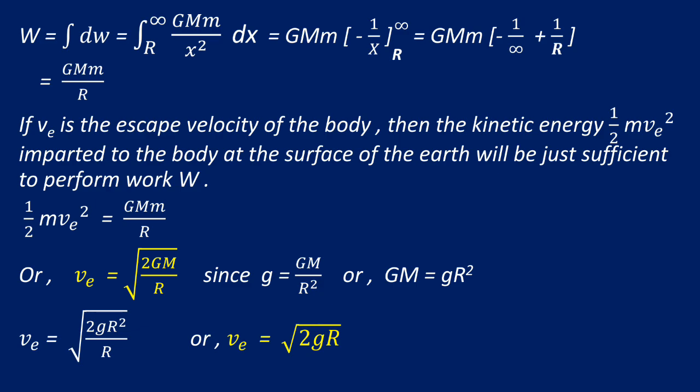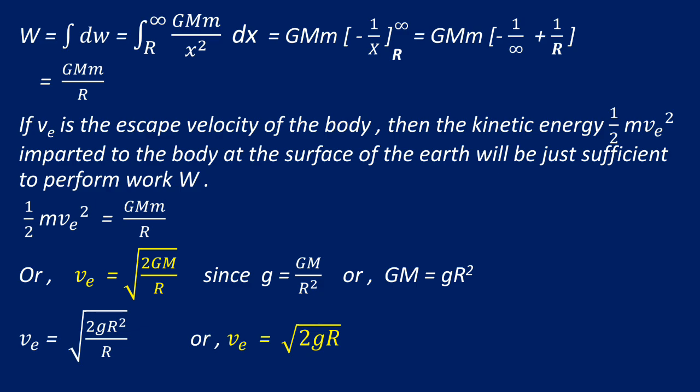Now if Ve is the escape velocity of the body, then the kinetic energy, half m Ve square, imparted to the body at the surface of the earth will be just sufficient to perform the work W. So we can write half m Ve square equal to G Mm by R. From here we are getting Ve, that is escape velocity, equal to root under 2 GM by R.